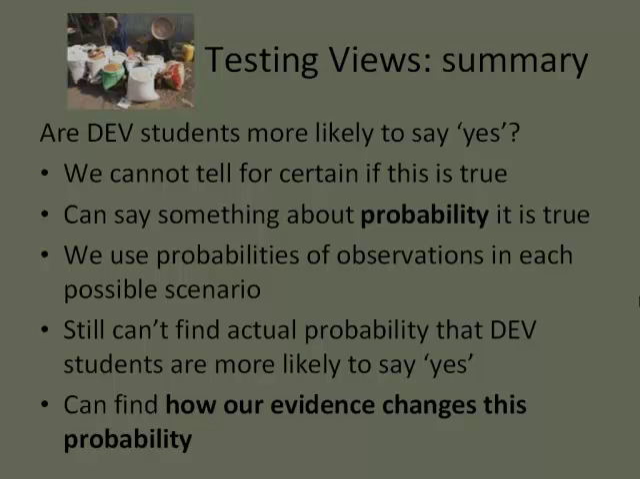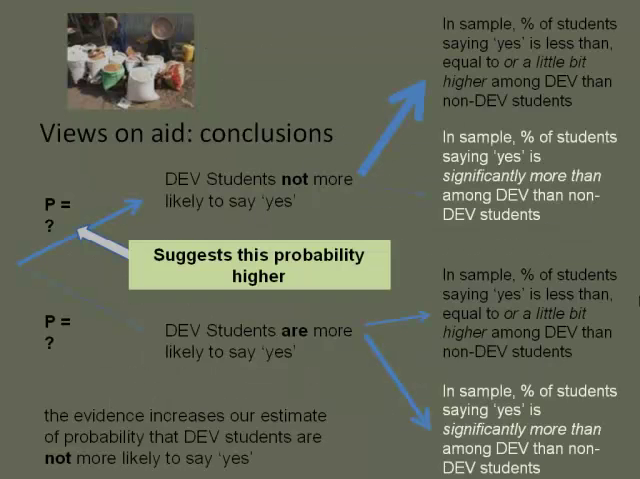So, summary is then, are dev students actually more likely to say yes? You can't tell for certain if it's true. That's the bad news. Can't tell for certain. All you can do is say something about the probability that it's true. You still can't find the actual probability that they can say yes or no. All you can find out is, how does this observation change what we already knew about this probability? All that tests tell you is how you can change what you already know. You have a starting point.